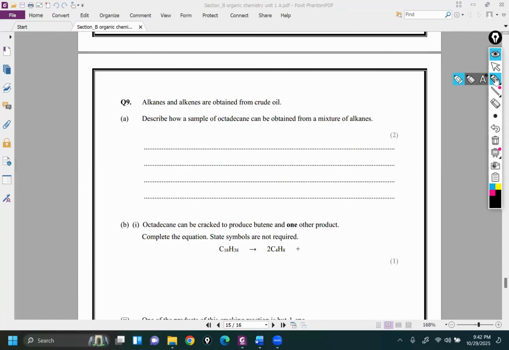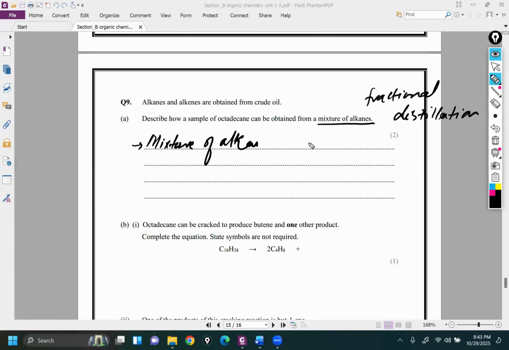Question 9. Alkanes and alkenes are obtained from crude oil. Describe how a sample of octadecane can be obtained from a mixture of alkanes. The mixture of alkanes is separated by the process called fractional distillation. You study this topic in IGCSE as well. But for 2 marks, how will you write it? Number one, the mixture of alkanes is heated strongly to vaporize it.